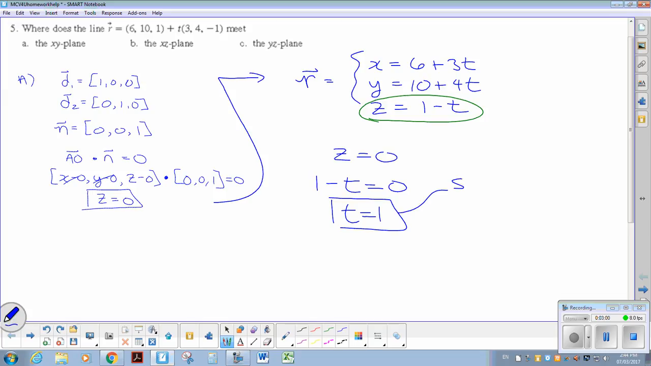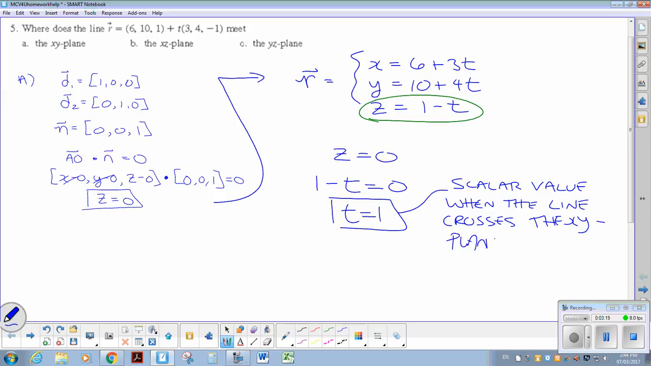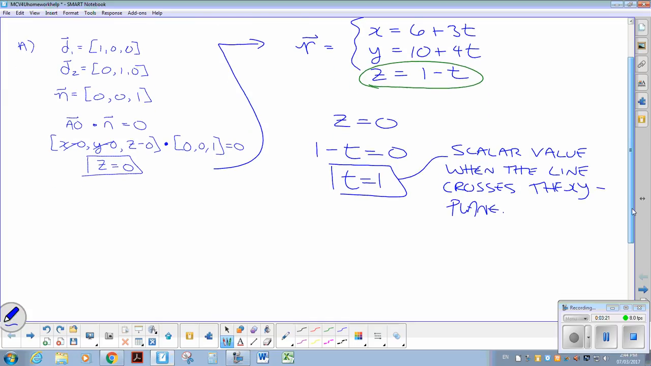So that is the scalar value when the line crosses the xy plane.